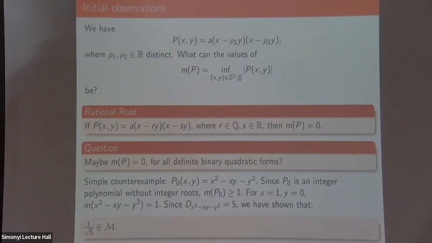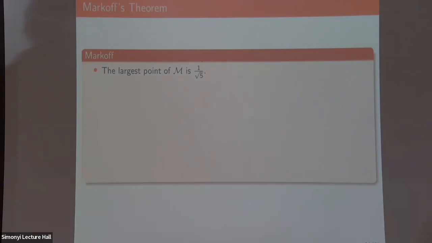And since its discriminant is equal to 5, what we have proved is that 1 over square root of 5 is in the Markov spectrum. This was first proved by Hurwitz, and it would be just a random example of a number in the Markov spectrum, but it turns out that this is the largest number in the Markov spectrum. So we have Markov's theorem that 1 over square root of 5 is the largest point of M.